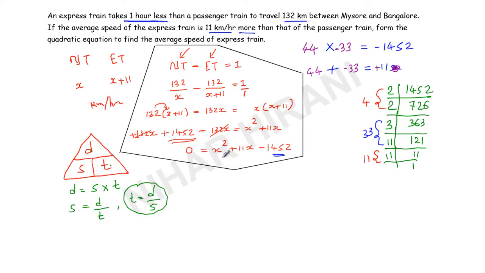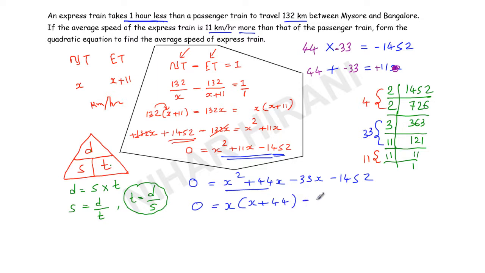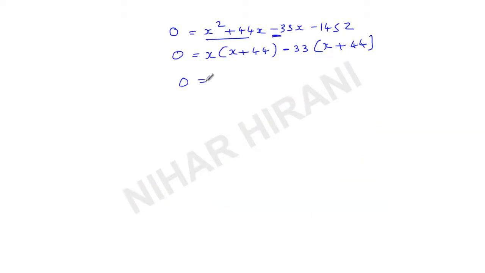So now in this equation I will do further simplification. 0 is equals to x square. Instead of 11x I will write plus 44x minus 33x minus 1452. Now I will take common from these two. That will be x common into bracket x plus 44. Here I will take minus 33 common, and 33 times 44 will give you 1452, that we already know, into bracket x, and this minus will be plus because of this minus. So plus 44. So now this will be 0 is equals to x minus 33 and x plus 44.